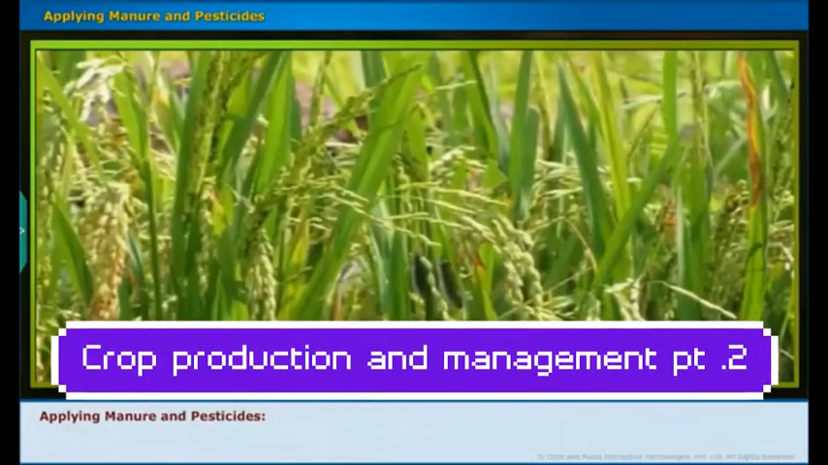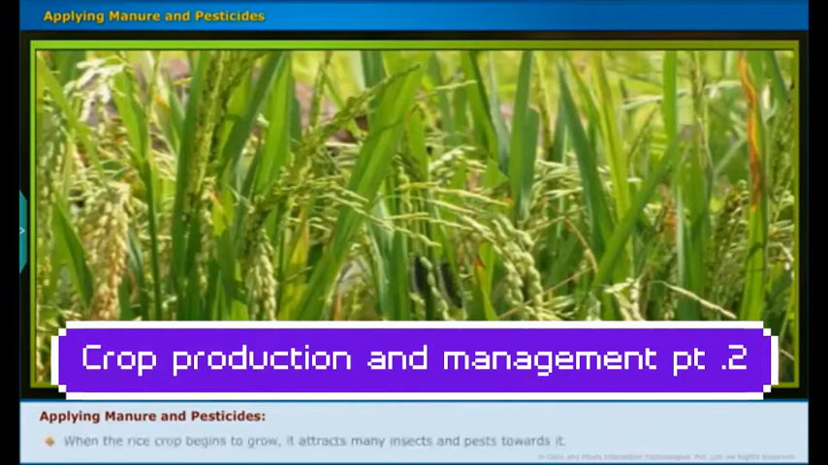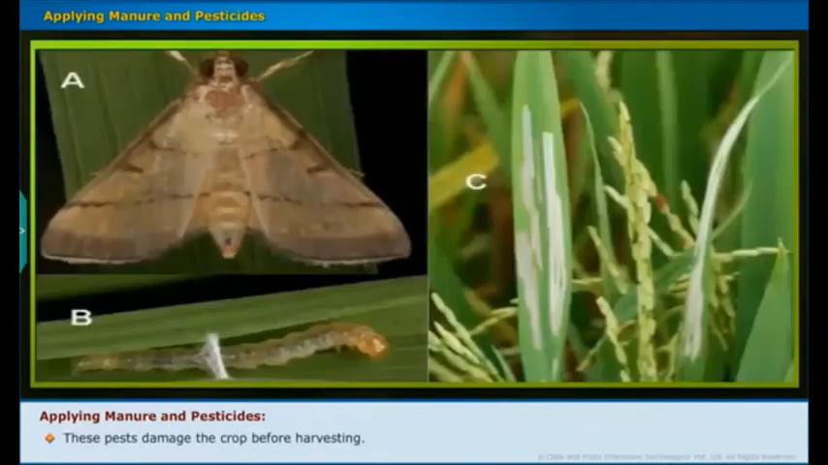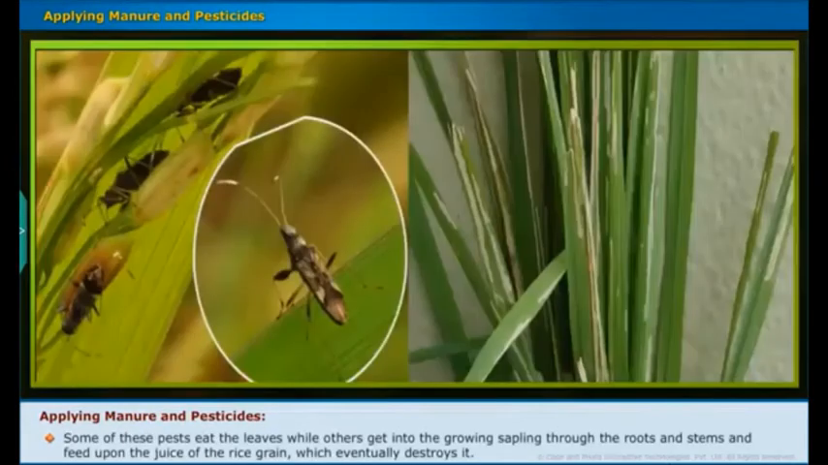Let us know how to apply manure and pesticides on crops. When the rice crop begins to grow, it attracts many insects and pests towards it. These pests damage the crop before harvesting. Some of these pests eat the leaves while others get into the growing sapling through the roots and stems and feed upon the juice of the rice grain, which eventually destroys it.